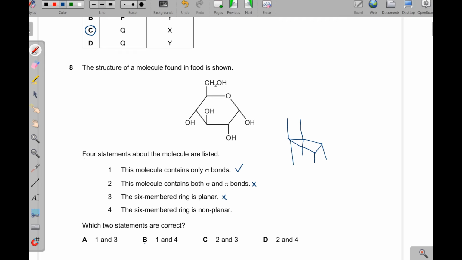So something like that. It is in the chair format. Some are going down this way, then others are going up this way. Then we are seeing the horizontal here. So that is how it looks, okay? So we are not going to have this one as planar. It's not planar, okay? And then the 6-membered ring is non-planar. Actually, this is it. So that means we have 1 and 4, and therefore the answer has to be B.